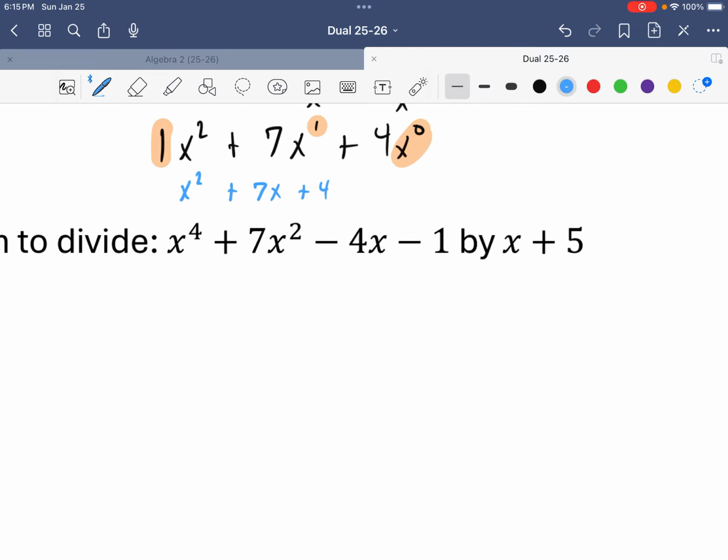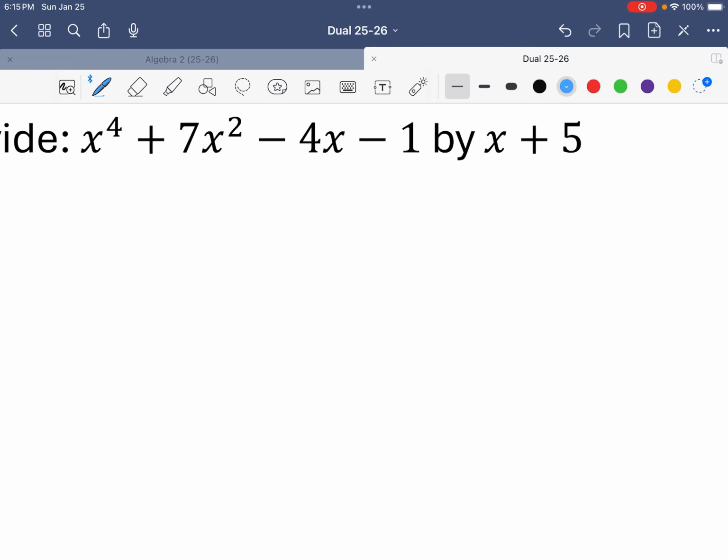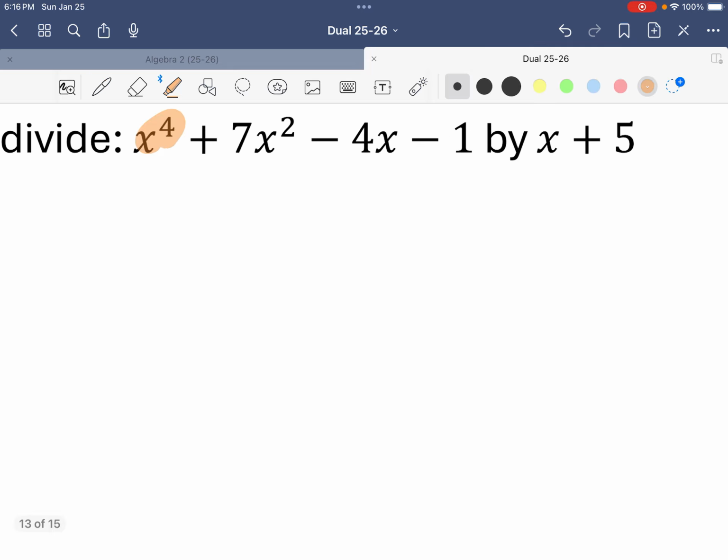Use synthetic division to divide x to the 4th plus 7x squared minus 4x minus 1 by x plus 5. Okay. What is my degree? What is the highest exponent? x4. So, since my highest exponent is x4, I should have an x4. And then remember, what's beneath x4? I should have an x3. I should have an x2. I should have an x1. And I should have an x0. I'm going to go look for those numbers now. What is the number in front of x4? There's a 1 in front of x4. So put a 1 right there.